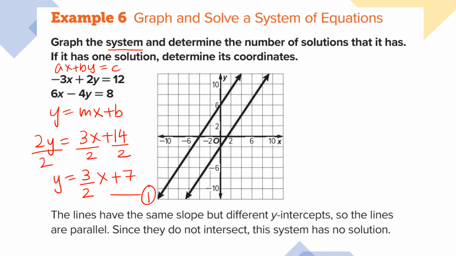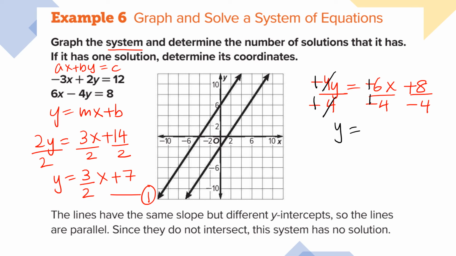Similarly, for the second equation, if you want to convert to slope-intercept form, you move your 6x on the other side, divide by 4 or divide by -4. That's more appropriate because the negative and negative will cancel to give you positive. So this becomes y equal to, 4 cancels, 3 by 2x minus 2. So this is the second equation.